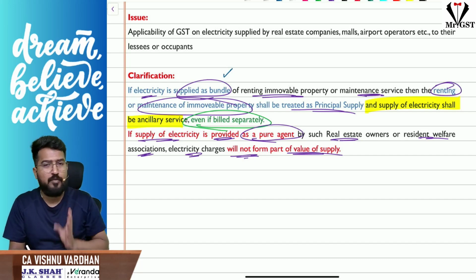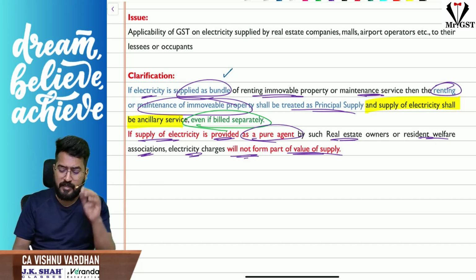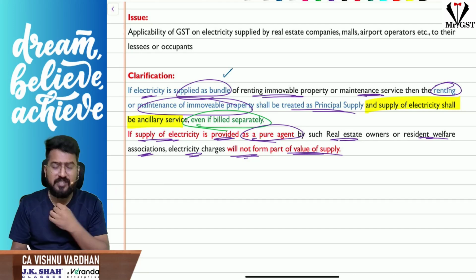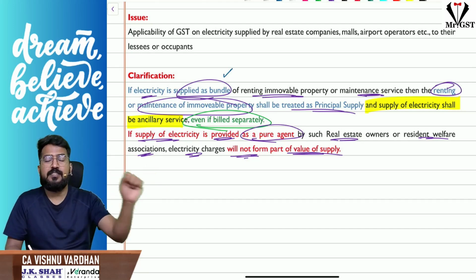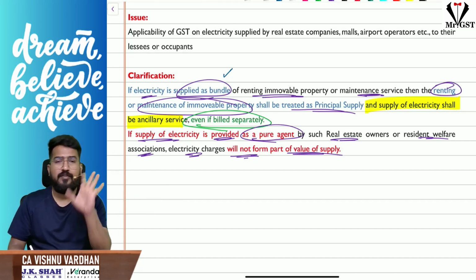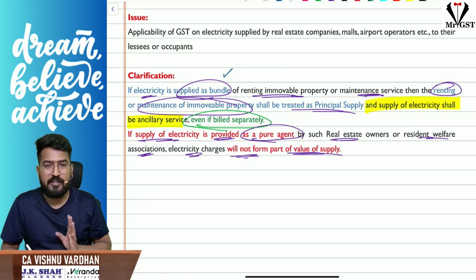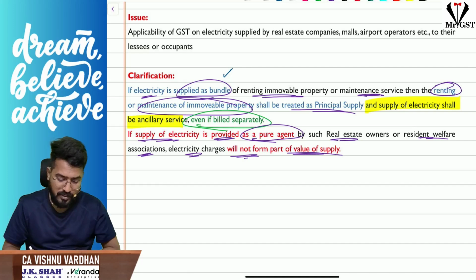So renting of immovable property itself will be taken into account. Suppose these real estate companies or the resident welfare associations or anybody for that matter, airport operators, etc., are paying the electricity charges on behalf of the tenants as a pure agent, then it will be excluded from the value of supply and will be taxed accordingly. Clear? So the balance portion only will be charged to tax. So that is the clarification.